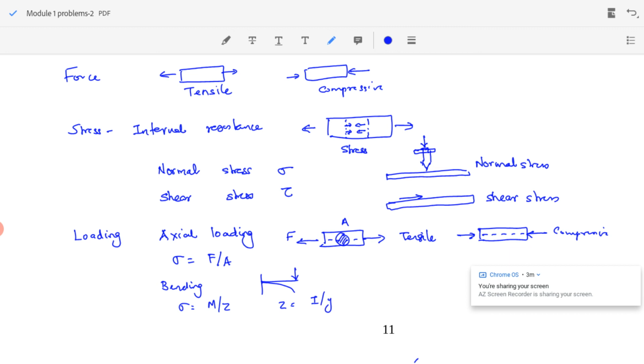Then we have the third type, that is torsion. When the body is subjected to torque, rotating parts, then the shear stress is denoted by tau equal to T by Z, where T is the torque applied and Z is the section modulus.